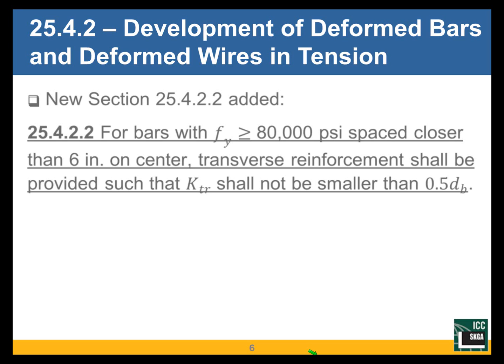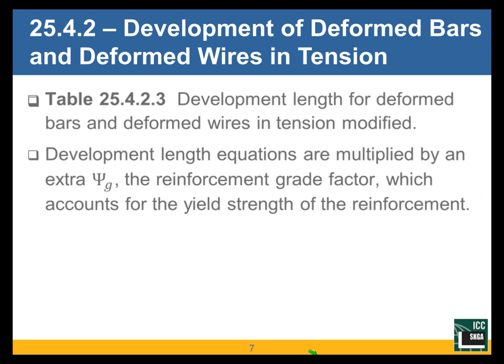It's the confining reinforcement index. Anyway, what we are essentially saying here is that high strength bars that are closely spaced must have enough confinement around them. Okay, I wouldn't go into the definition of K_tr, which is basic and has not changed. This is the first big change.